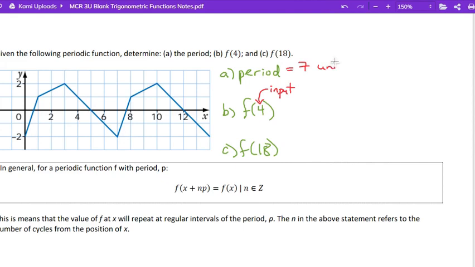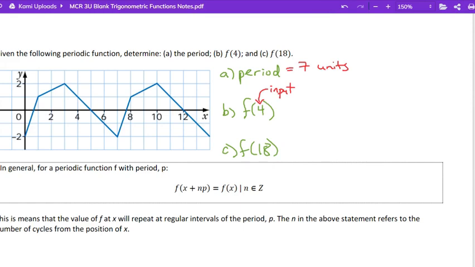7 units. Agreed? Oh, the grads had their breakfast. That's going to be you next year. All right.